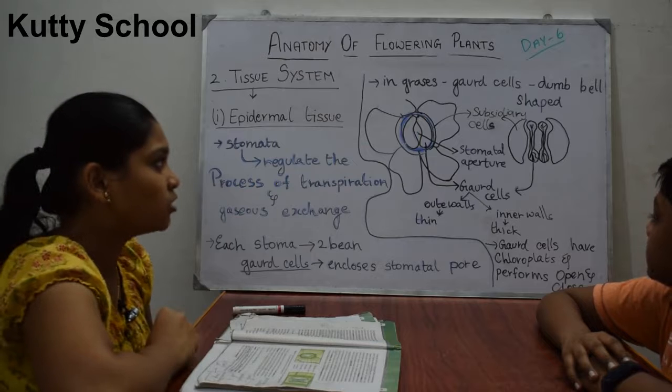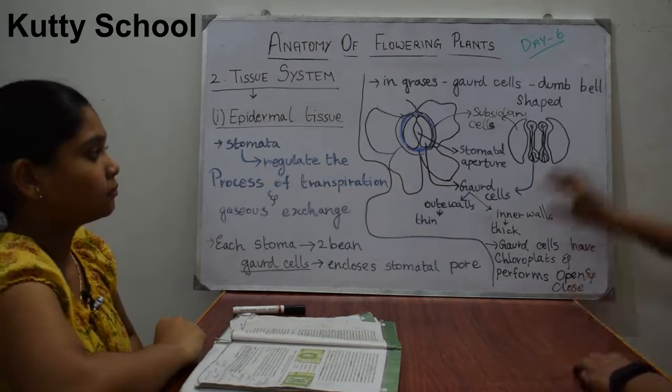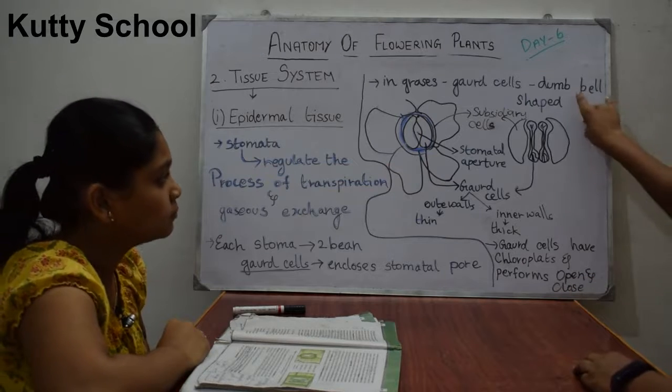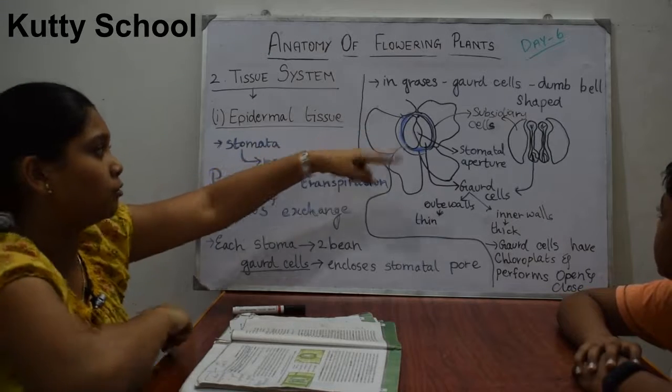In grasses, guard cells are dumbbell shaped. In grass also there is a stomatal pore, and the guard cells will look dumbbell-like in shape.